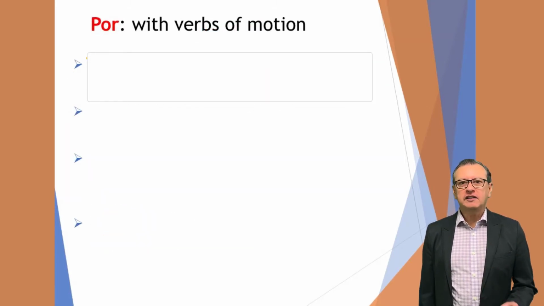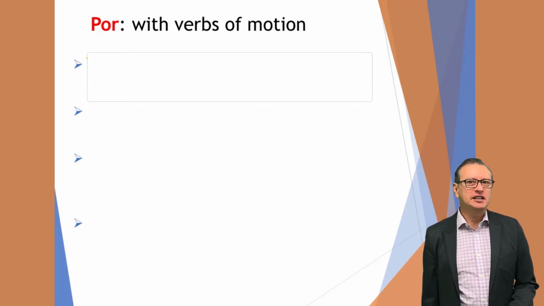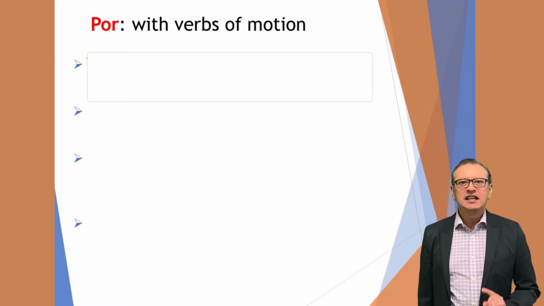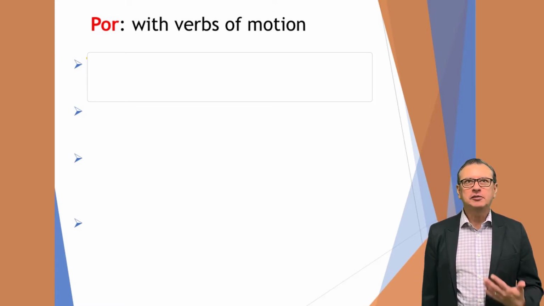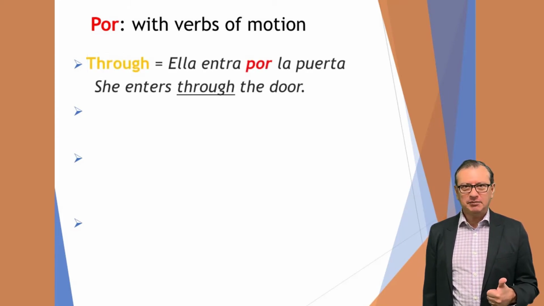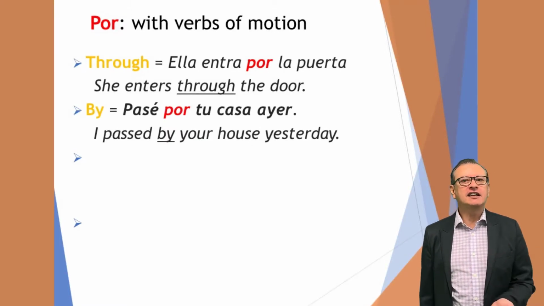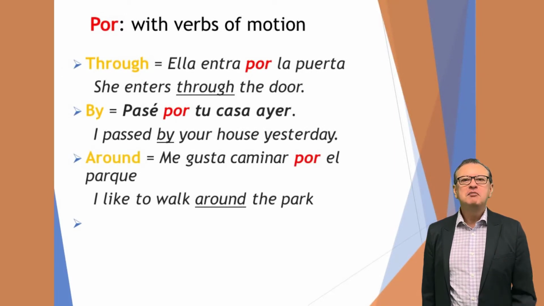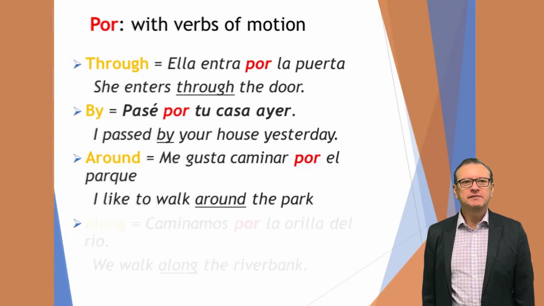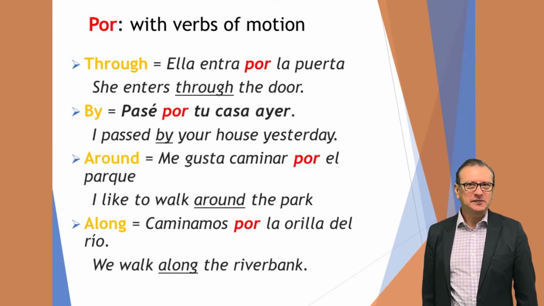Por is one of the most important prepositions, and I'm going to go over all the uses of por, and then we end up with a very few uses of para. So the very first use of por is obviously for verbs of motion. For the following concepts: through, ella entra por la puerta; by, pasé por tu casa ayer; around, me gusta caminar por el parque; or along, caminamos por la orilla del río. Those are verbs of motion.